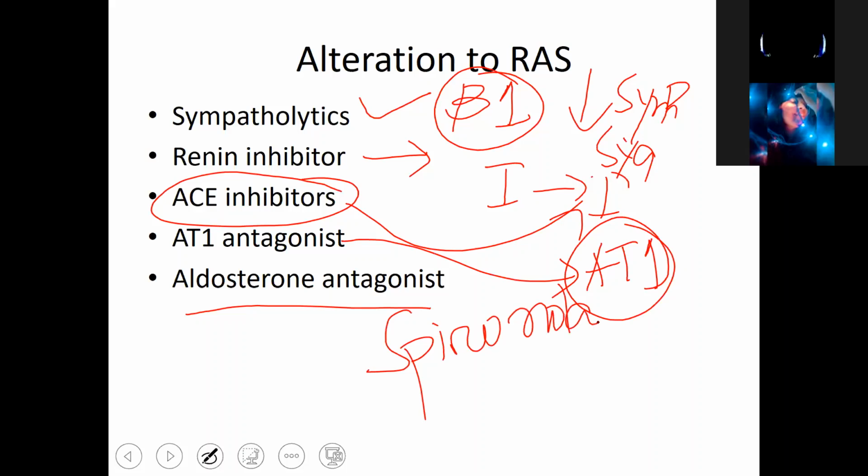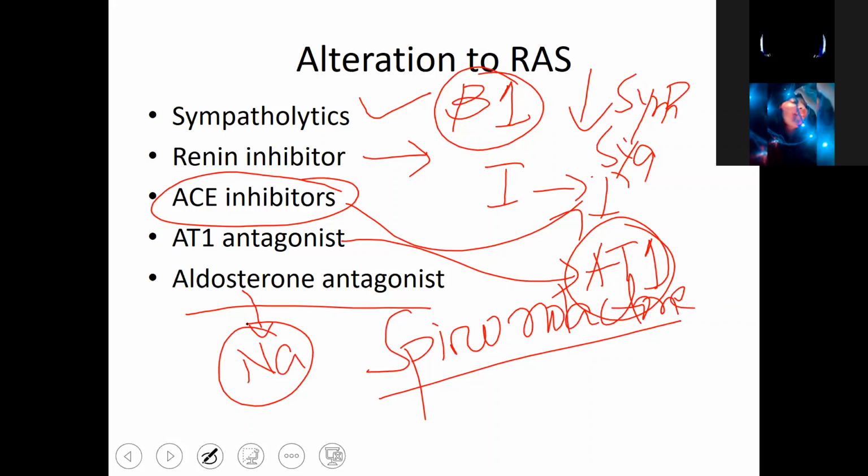Spironolactone is a diuretic also, because it prevents sodium absorption. Aldosterone-mediated sodium absorption in the collecting duct is prevented by spironolactone. So sodium is lost, and water is also lost, so spironolactone acts as a diuretic. So it comes under the diuretic chapter.